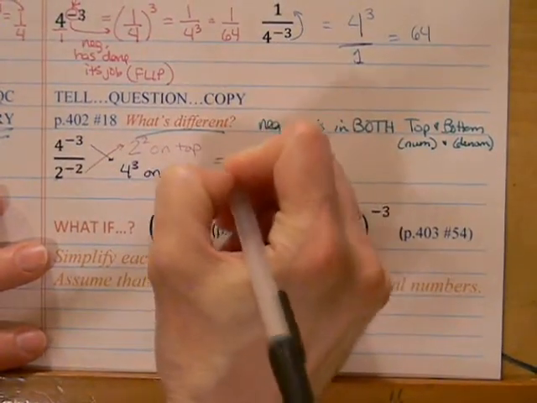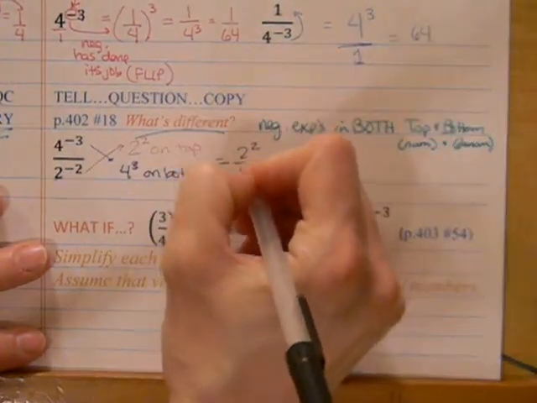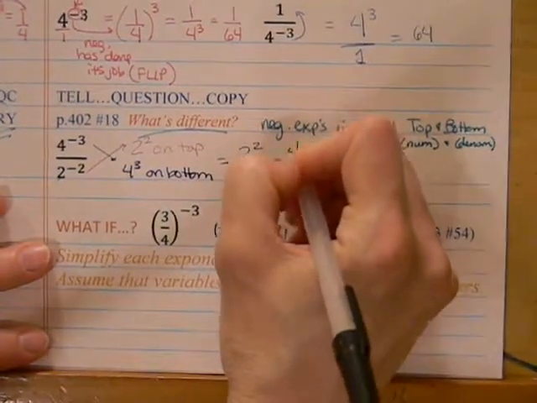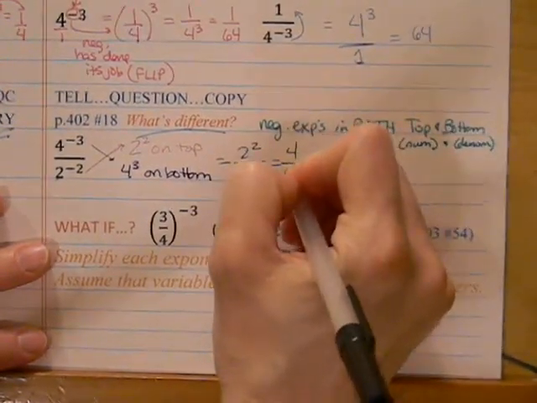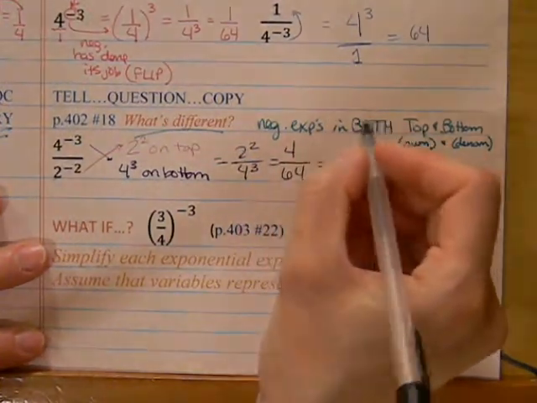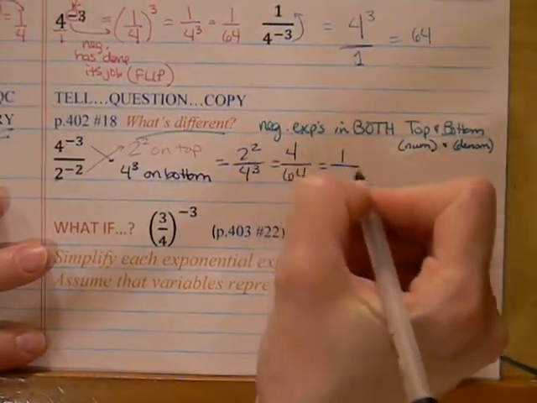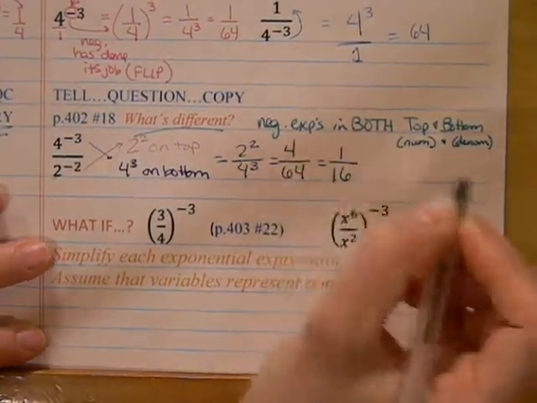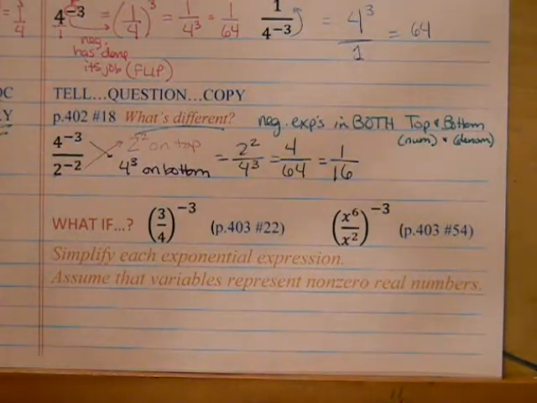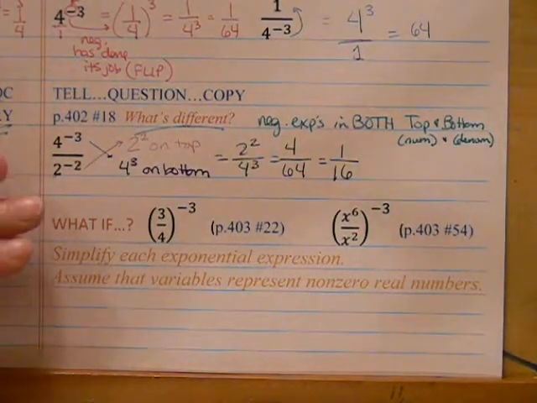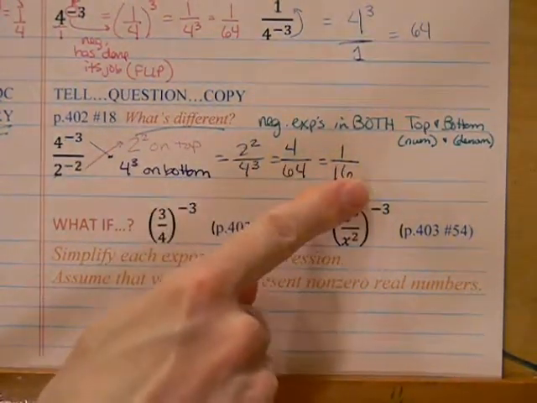So what that would look like is 2 squared over 4 cubed is equal to 2 squared is 4, 4 cubed is 64, and we could reduce that as 1 over 16. So 4 to the negative third over 2 to the negative 2 is really 1 over 16.